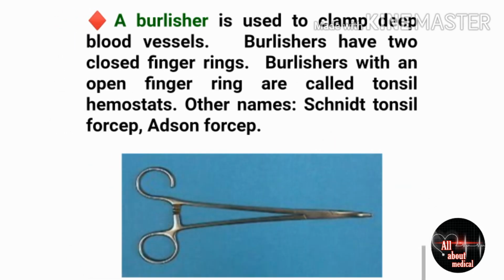So this is the instrument named Mixter. It is used to clamp deep blood vessels. Mixters have two closed finger rings. Mixters with an open finger ring are called tonsil hemostats. Other names are Schnidt tonsil forceps and Adson forceps. So you can differentiate this also very clearly.